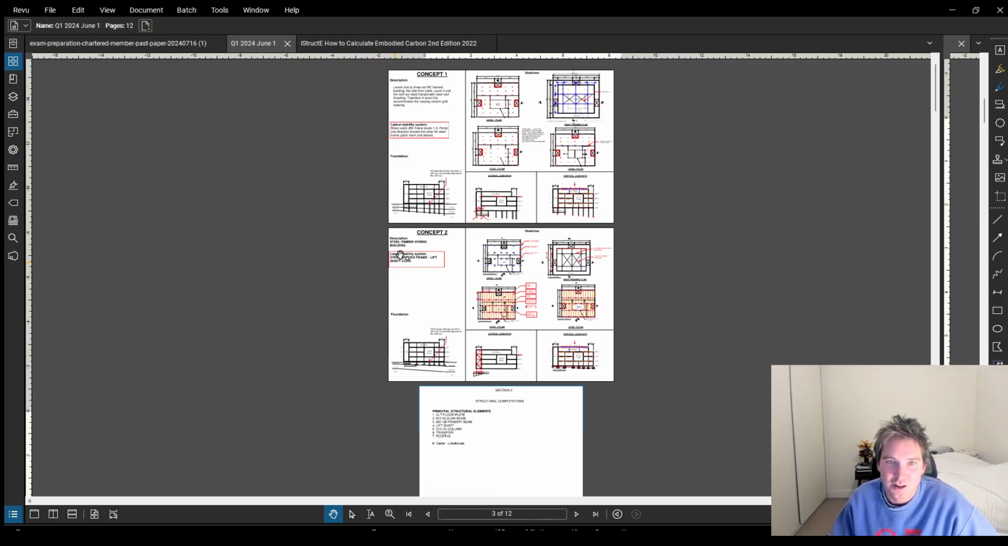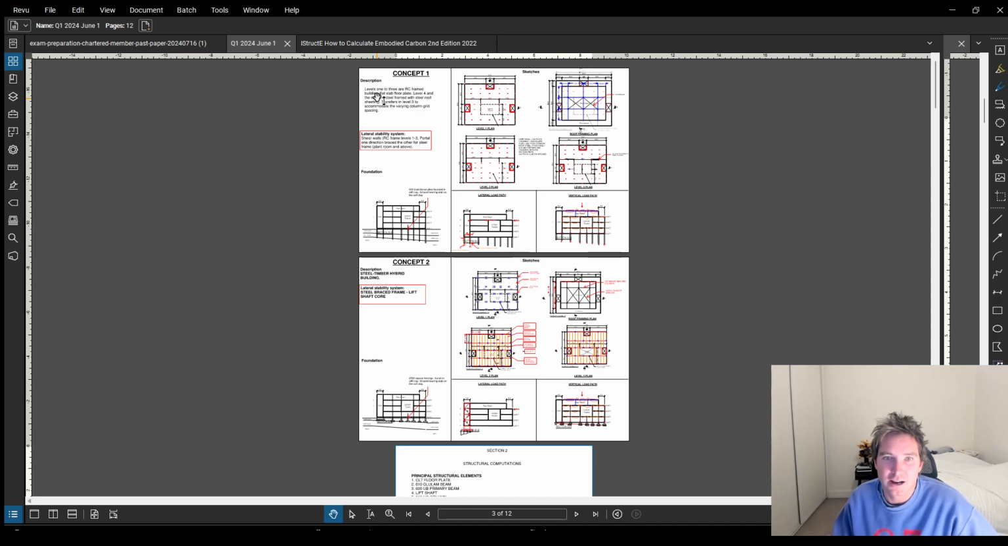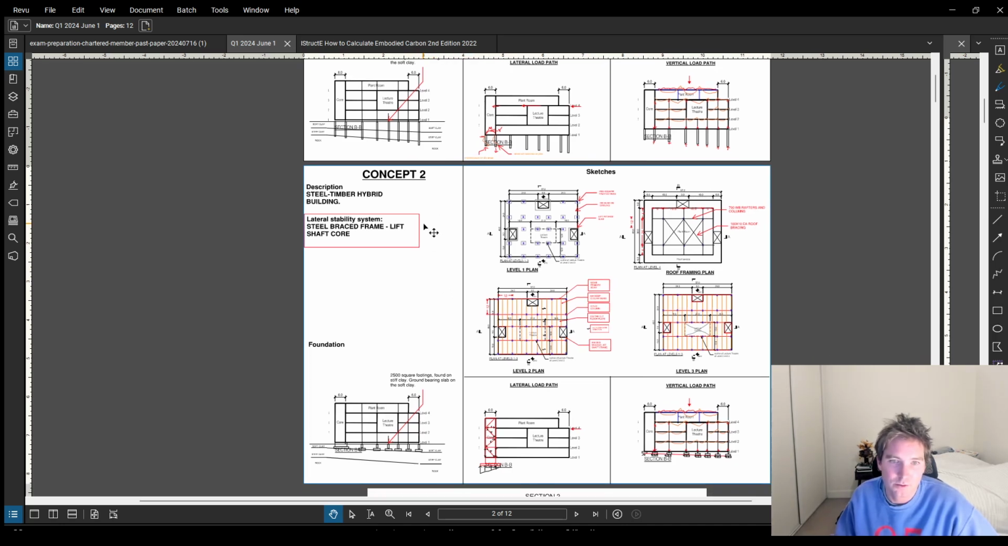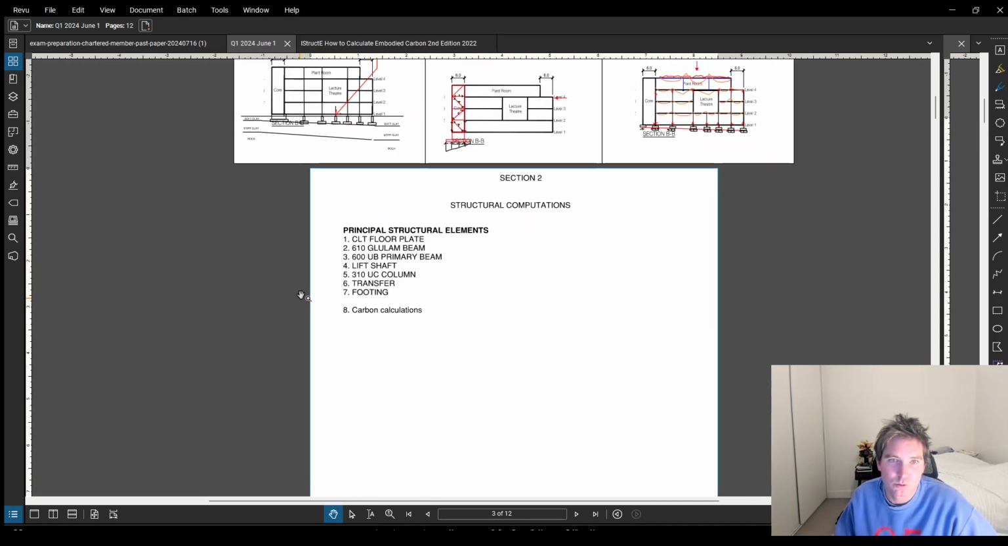So here are the two concepts that I shared in my previous video. I went with concept 2 on the basis that it was a sustainably superior design. When I say that, it should have less embodied carbon than my previous concept, concept 1, and I won't go through that in too much detail.